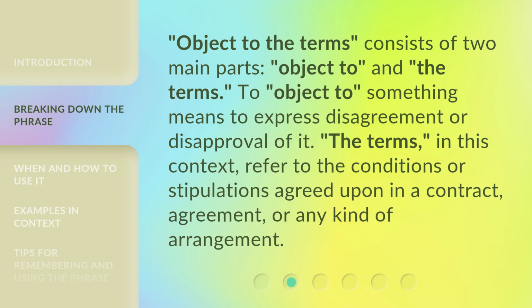Object to the terms consists of two main parts: object to and the terms. To object to something means to express disagreement or disapproval of it. The terms, in this context, refer to the conditions or stipulations agreed upon in a contract, agreement, or any kind of arrangement.